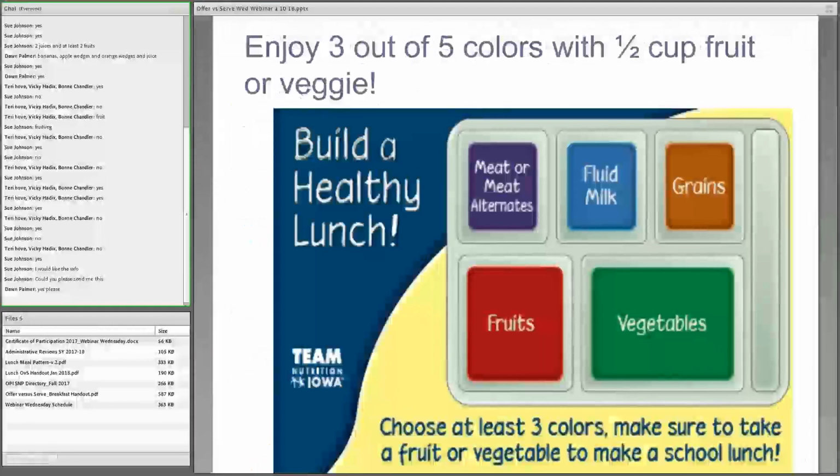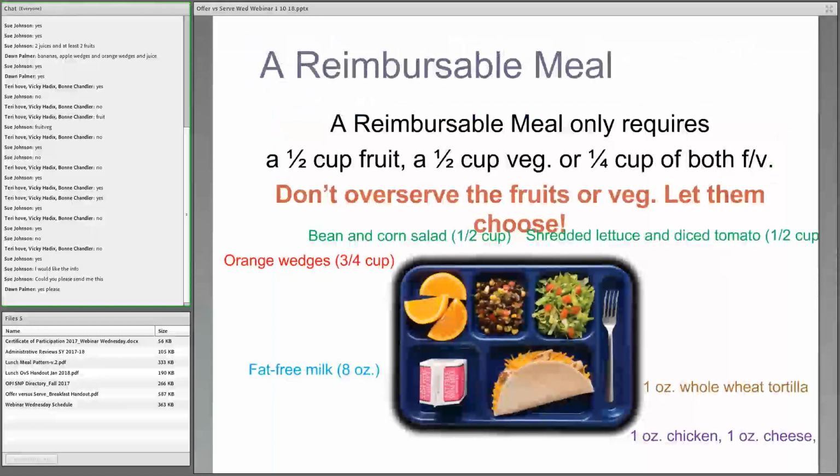This is a poster that is available through Iowa Team Nutrition. It's inviting kids to eat 3 out of the 5 colors, making sure to choose a fruit or a vegetable. So it's an example of positive signage.